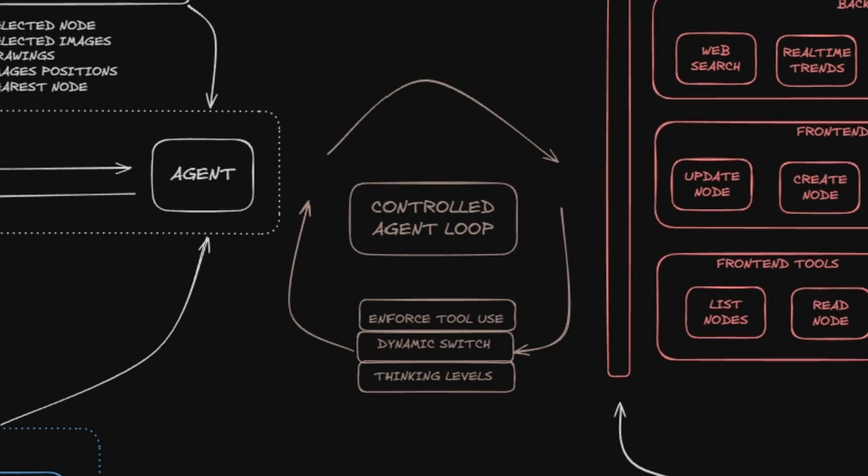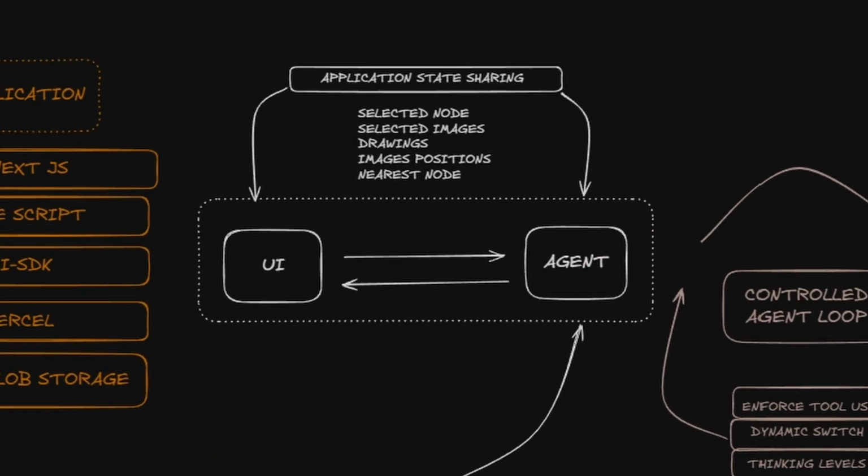All of this runs within a controlled agent loop, where we enforce which tools are made available to the agent at each stage of the loop, and also adjust the thinking levels accordingly. We also have a way of sharing the application state with the agent, where the selected nodes, selected images, and drawings on the canvas are shared with the agent. Also the nearest nodes, so that the agent can come up with suggestions on which step to take next.